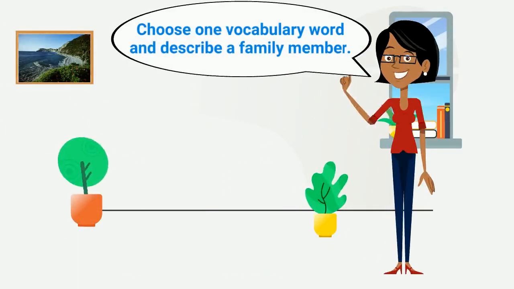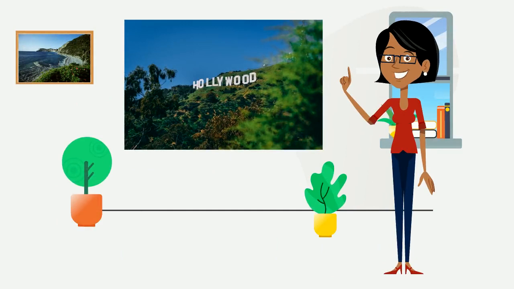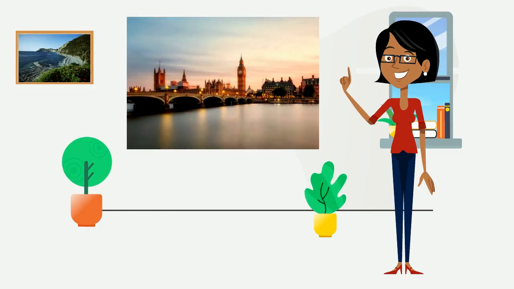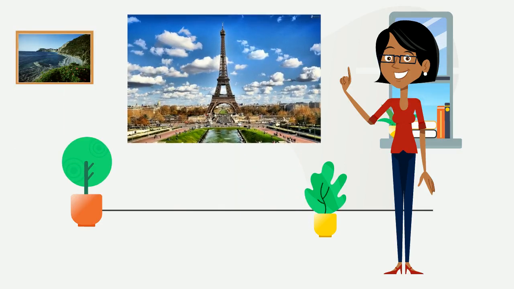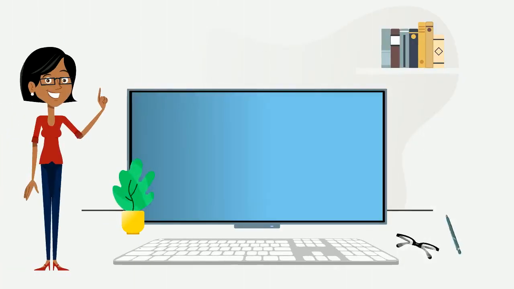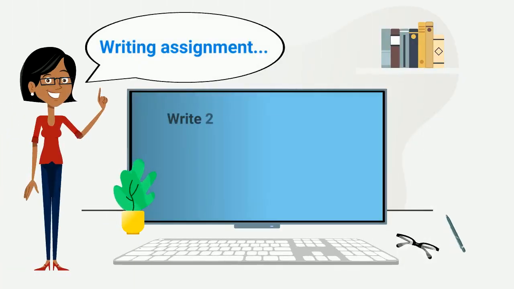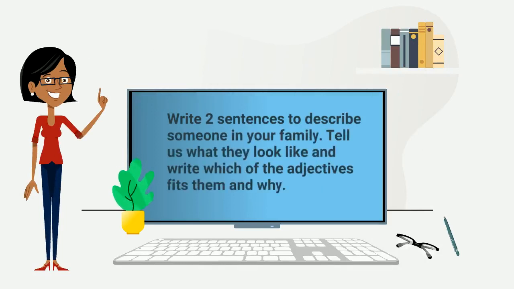Then have them choose one adjective and say which of their family members it fits the best and why. For example, my older brother is very adventurous. He has been to many countries. Finally, they can exit the breakout groups and answer the final question in your assignment. Write 2 sentences to describe someone in your family. Tell us what they look like and write which of the adjectives fits them and why.